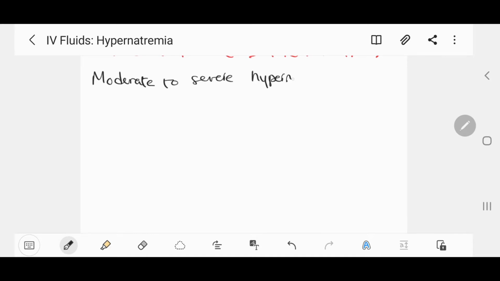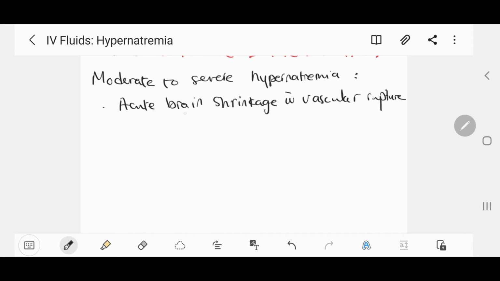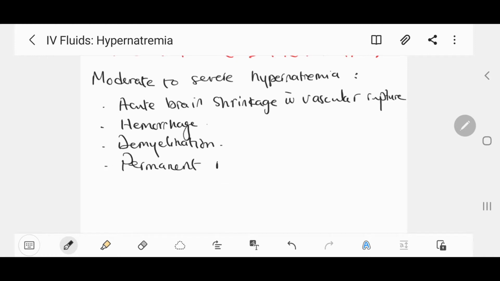Okay, so now moderate to severe hypernatremia can lead to acute brain shrinkage with vascular rupture. It can also lead to hemorrhage, demyelination, and a permanent neurological injury.